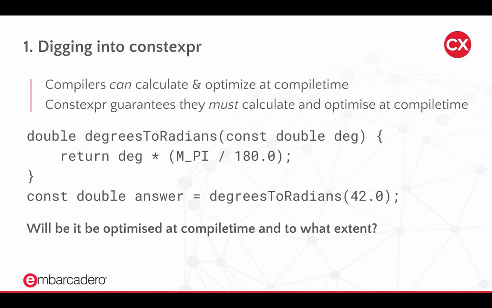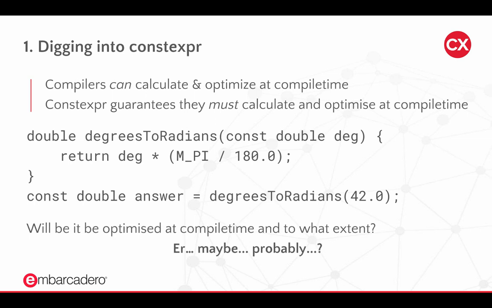But of course, since you're passing in a constant value, and since this method is what we call a pure function, for a single input it has a guaranteed single output, it can be evaluated wholly at compile time. So the entire call of degrees to radians 42 could be replaced with the actual answer. But the question we ask is, will it be optimized at compile time, and to what extent?